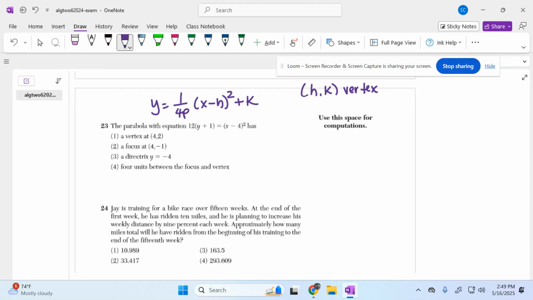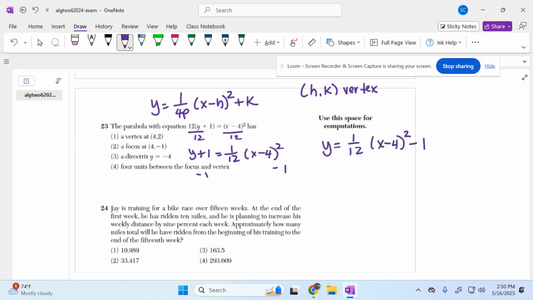So first thing we have to do is manipulate the algebra here to get this equal to y. So I'm going to divide by 12. So I have y plus 1 is equal to 1/12 times x minus 4 squared. If you remember in class, we said dividing by 12 is the same thing as multiplying by 1/12, so we can make it look like what we want. We then can subtract the 1 to the other side, and now we have our equation, which is 1/12 times x minus 4 squared minus 1.